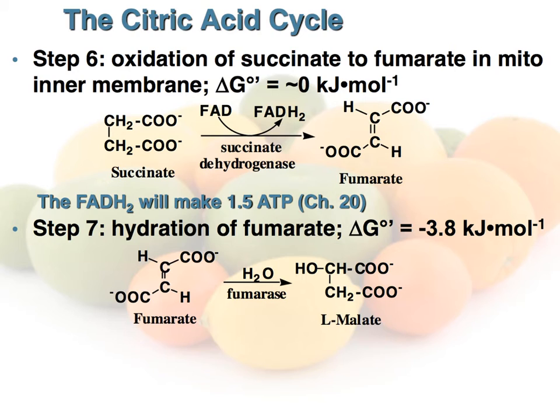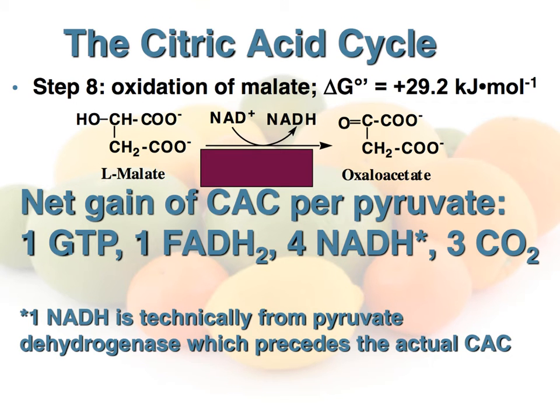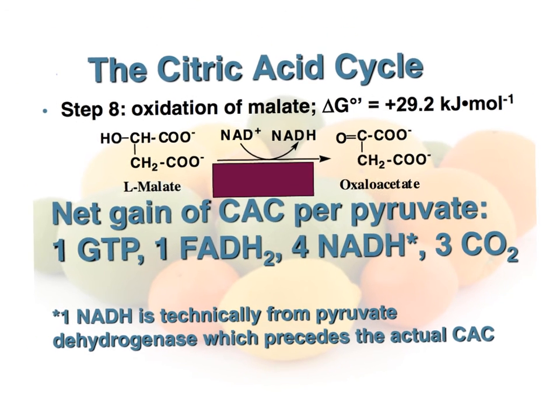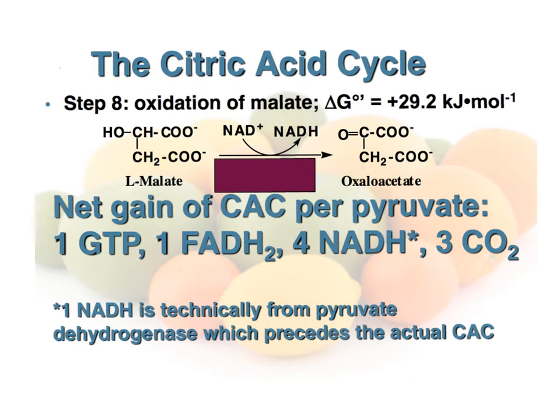Okay. Now we come to the end of our road for the citric acid cycle, at least. This is step 8. We go from malate to oxaloacetate. We get another NADH out of it. We've actually seen this enzyme before.